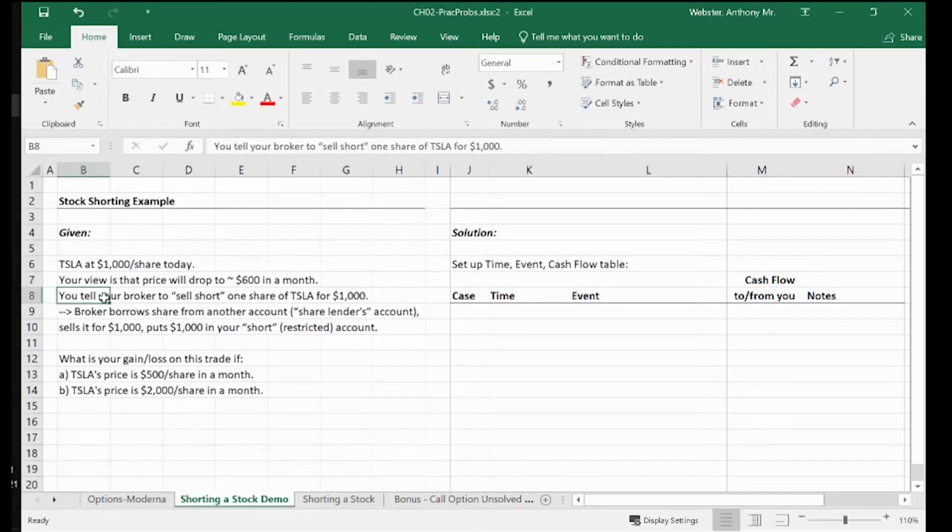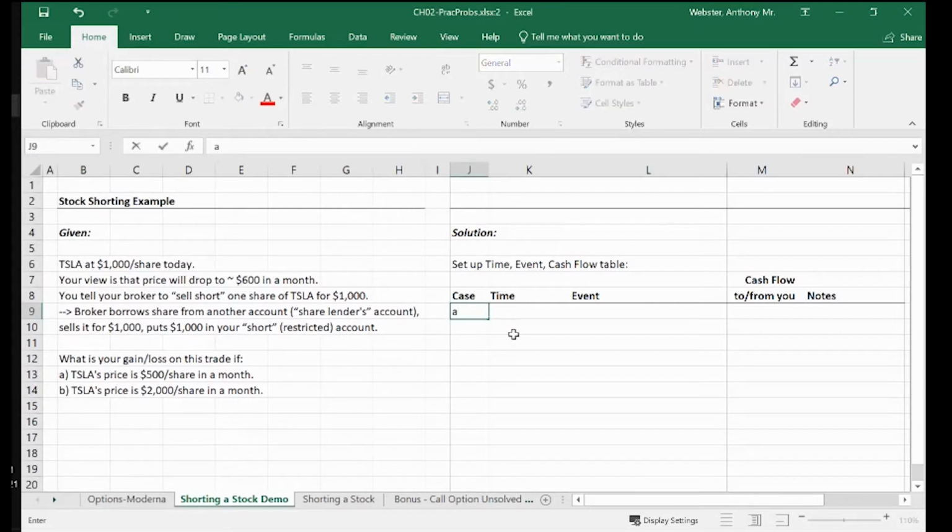So what do you do to take advantage of that? You tell your broker to sell short a share of Tesla for 1,000, and that will start your trade. And what actually happens then is the broker is going to borrow a share from someone else's account called the share lender's account, and she's going to go out and sell that borrowed share on your behalf for $1,000, which is what Tesla is trading at right now. And she's going to put that $1,000 of cash into your account, but it's going to be restricted. It's going to be in what she calls your short restricted account, meaning you just can't take out that $1,000 right now.